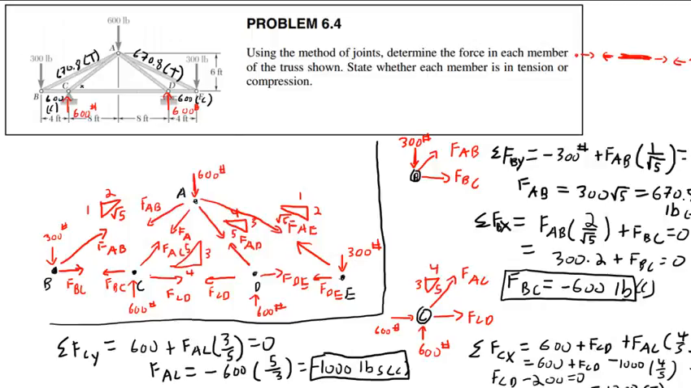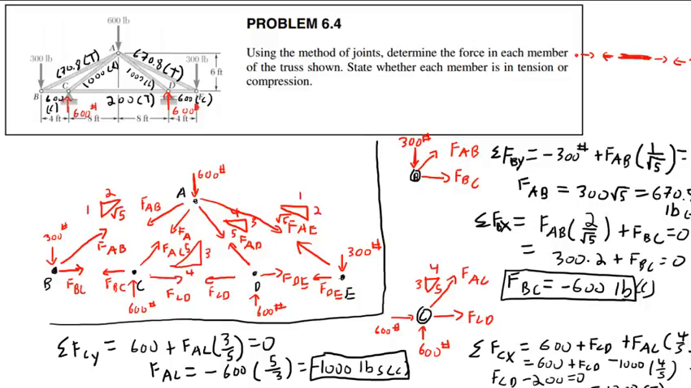AC is 1,000 compression. This is 1,000 compression. Did I label this one right? Yes. Okay, we're good. And then this is 200 in tension. And there are all the forces inside that truss.